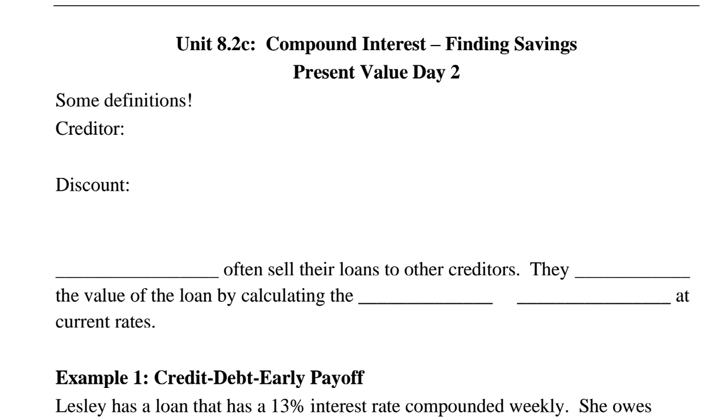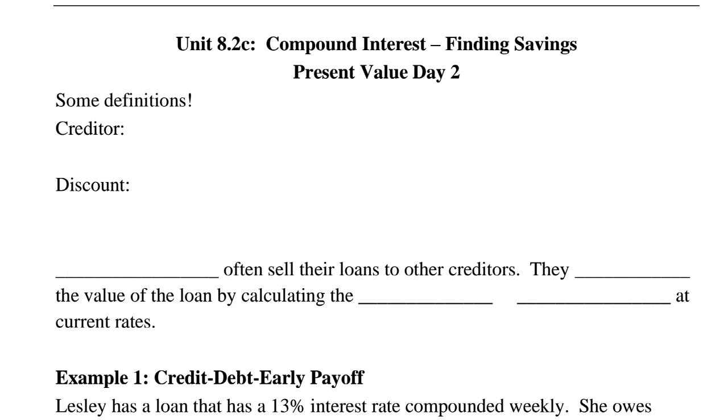So today what we'll be doing is using compound interest to find savings in, say, repaying something early, like a credit card or a car payment, or paying off your car early, because if you pay it off early, it's going to cost you just a little bit less money. Okay? Now, let's go over some new definitions that we haven't discussed so far.